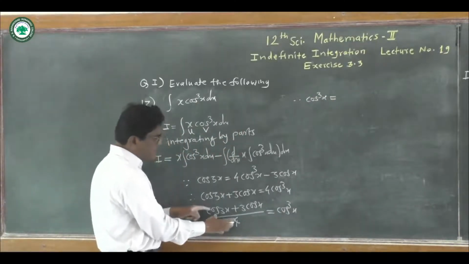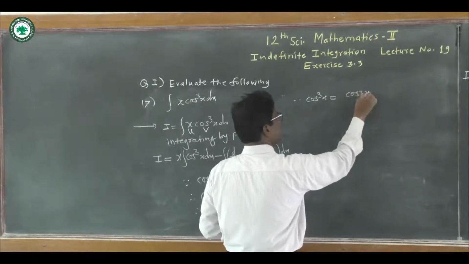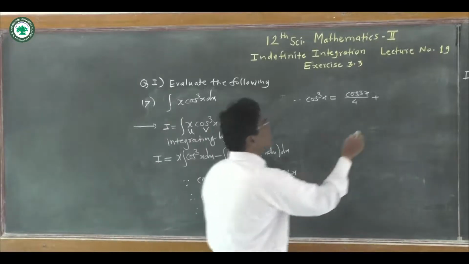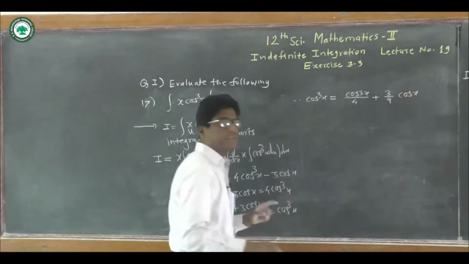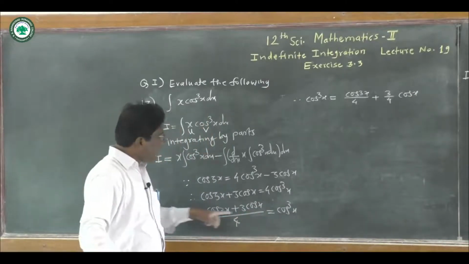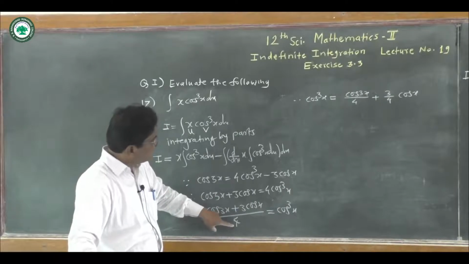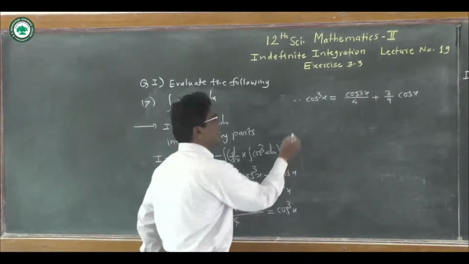we divide separately, cos of 3x upon 4 plus 3 upon 4 into cos x. Get it? So this cos cube x is equal to cos of 3x upon 4 plus 3 upon 4 into cos x. And now take the integration of this.